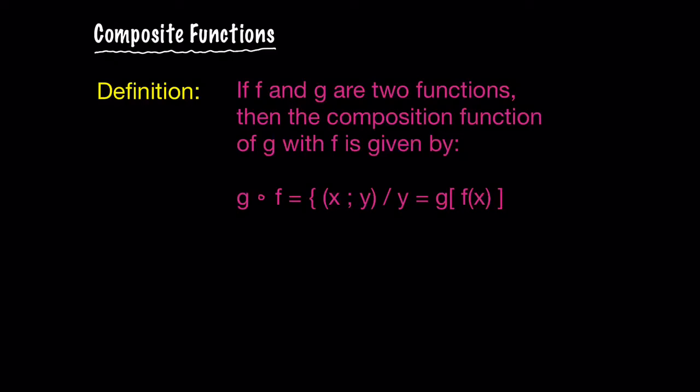Right, so the definition is as follows. If f and g are two different functions, then the composition function of g with f is given by g of f. This symbol here, we refer to that as "of", is equal to (x, y) such that y is equal to g of f of x. Now look what's happening here. f comes second in the g of f. So because f comes second, it means that we substitute f into g of x. Now the definition itself isn't as important, but what is important is that you can apply it in the example. So let's apply this to an example now.